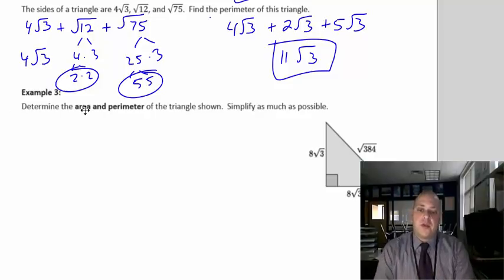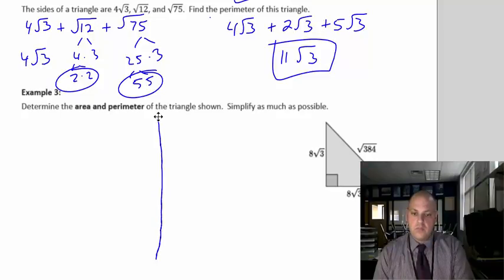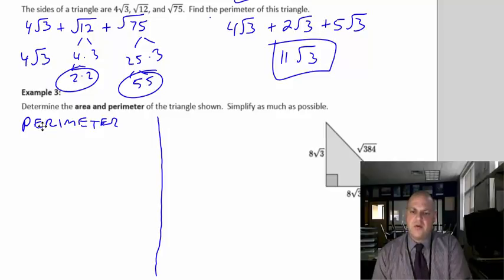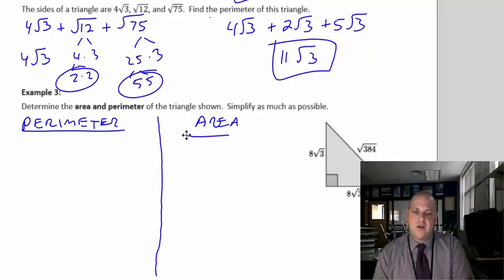And then example 3 wants us to find the area and perimeter. All right, so I'm just going to draw a line down here. Let's do perimeter first, just because we already kind of got the hang of it. We just did perimeter, and then I'll review area with you, because I know maybe we haven't done area in a while, but you should know how to find the area of a triangle from earlier courses.